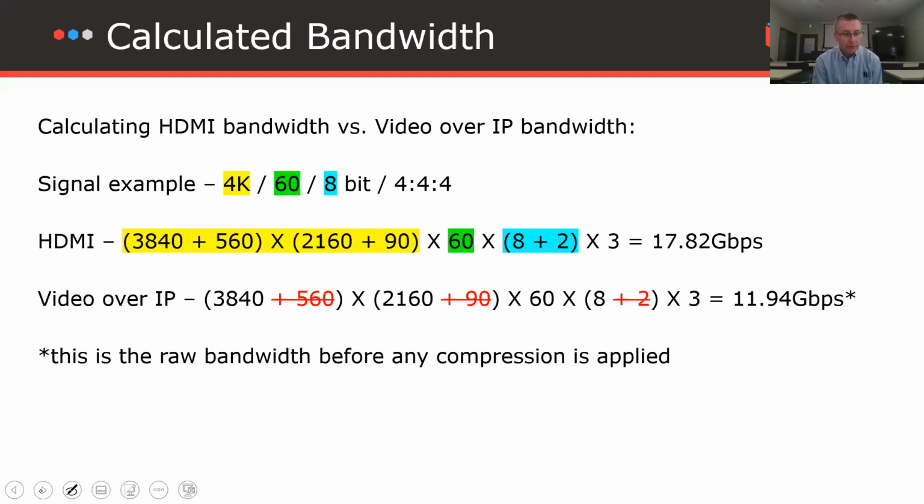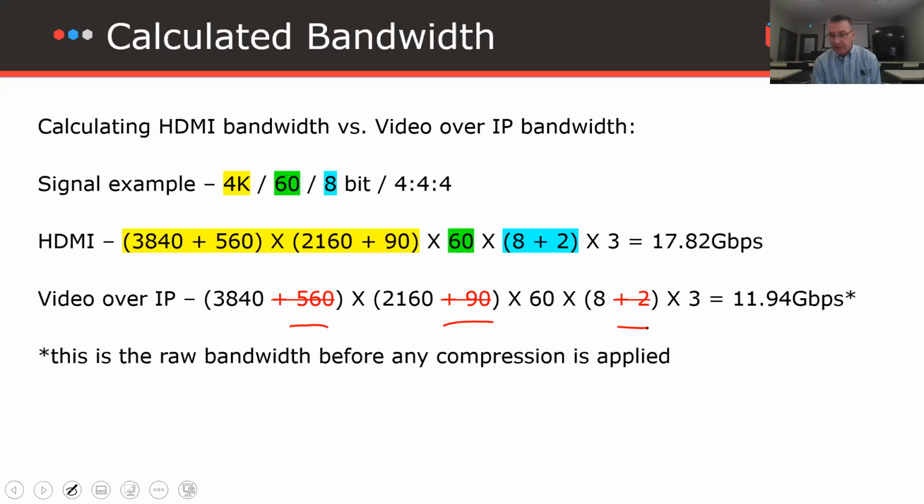So as an example, if we take our good old 4K 60 8-bit 4:4:4 signal, which we all know and love, in the HDMI world, we've done that math forever. It's 17.82 gig no matter what. For video over IP, a couple of things are different. First of all, you'll notice that the blanking period that we have to use in our HDMI calculations, we don't need for video over IP. That's an HDMI thing. We also don't need the overhead bits here as well. So we can get rid of all of that.